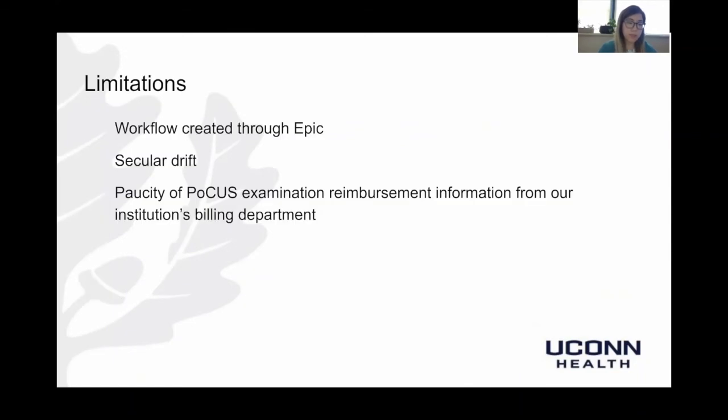There were several limitations with our study. This workflow was implemented at a single institution and integrated into the Epic EMR. It is difficult to determine whether this workflow could be adapted into other institutions, especially ones that do not utilize Epic for their EMR. Secular drift is inherent, but we tried to minimize this by analyzing the months closest to the workflow change. And finally, there was a paucity of POCUS reimbursement information from our institution's billing department.